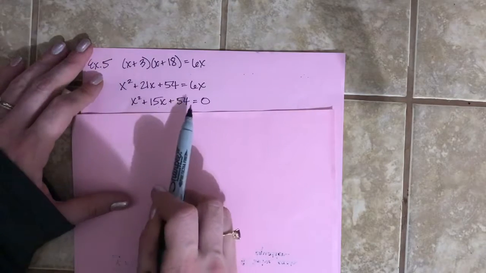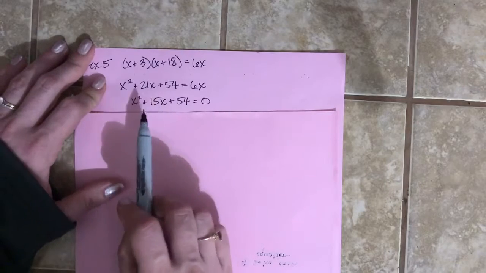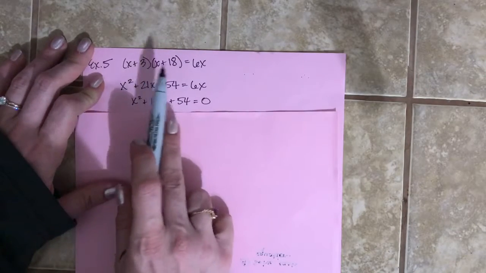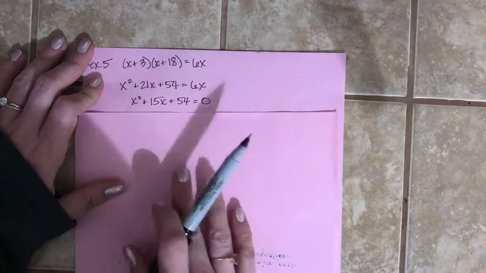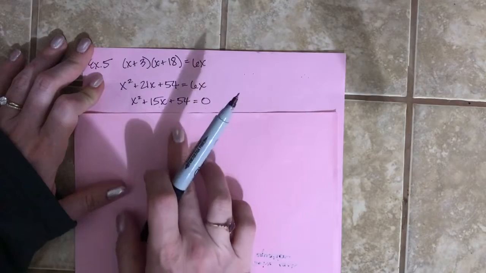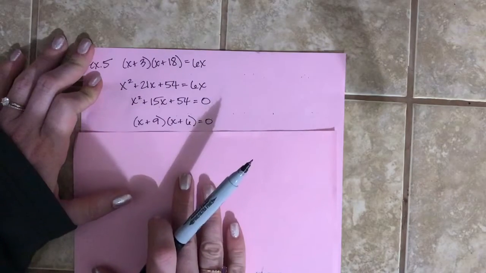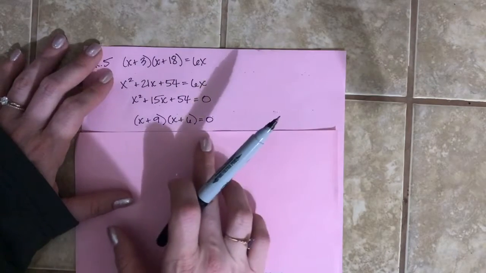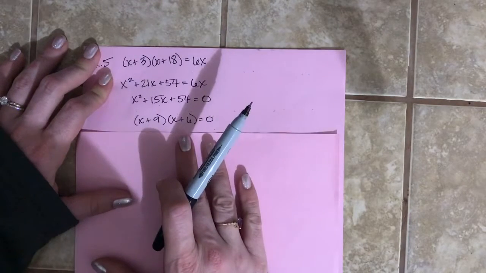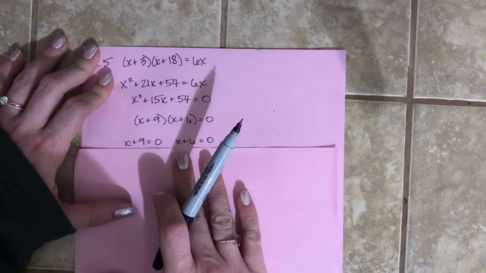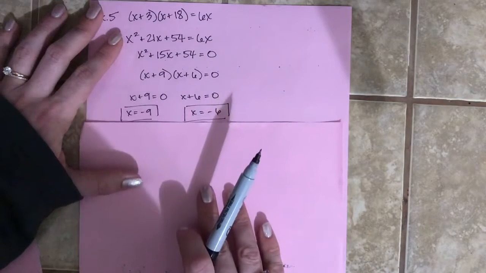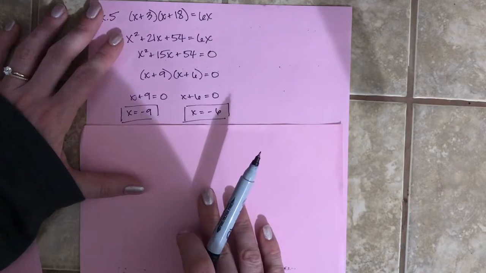And so now is the part where we are refactoring, like I said, since it was already factored, but just not set equal to 0. That was the problem. So now we figure out what multiplies to 54 and adds to 15. And we are going to set each of these factors equal to 0. So x equals negative 9 or x equals negative 6.